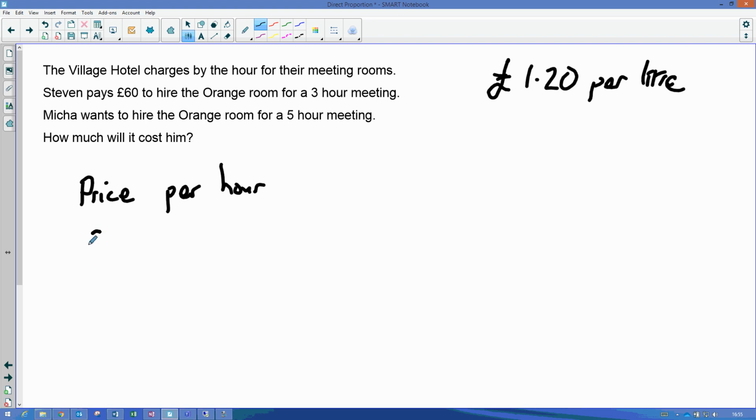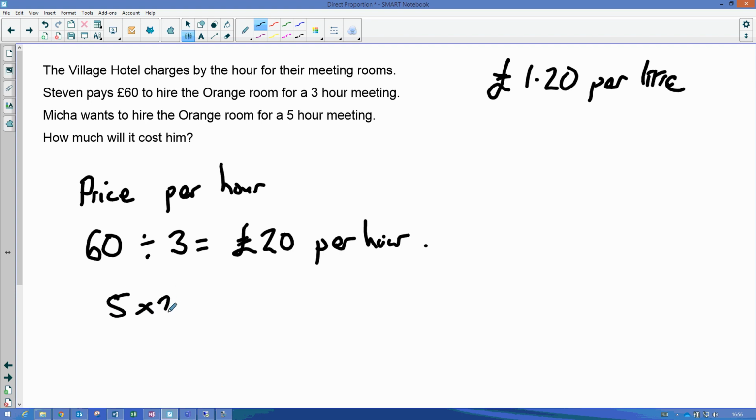So we know he paid £60 and we know it was a 3-hour meeting. So we can see quite easily that we're paying £20 per hour. Once we know that, it's now pretty obvious how to deal with this 5-hour meeting. We just need to do 5 times our cost per hour to get an answer of £100. So that's a pretty straightforward, easy example. You probably could have worked that out without knowing anything about direct proportion. Common sense probably would have got you to that answer.